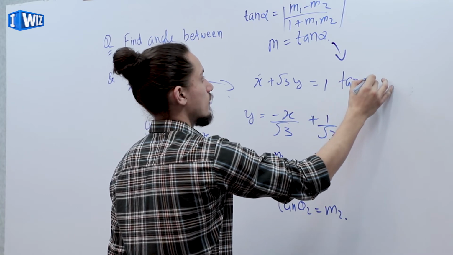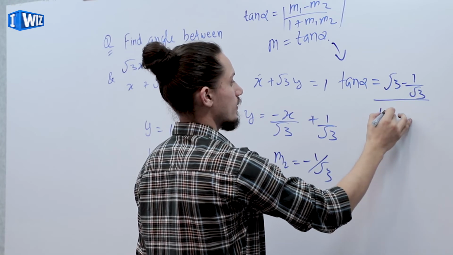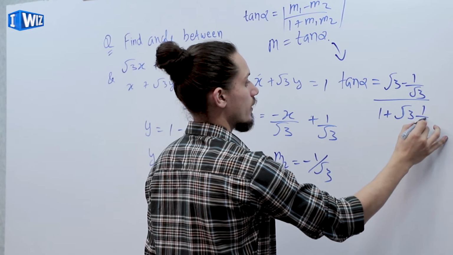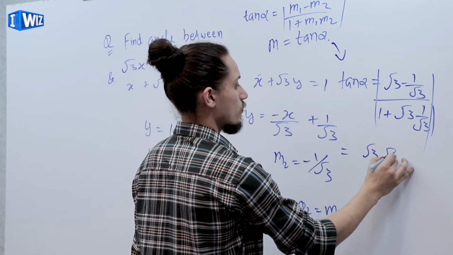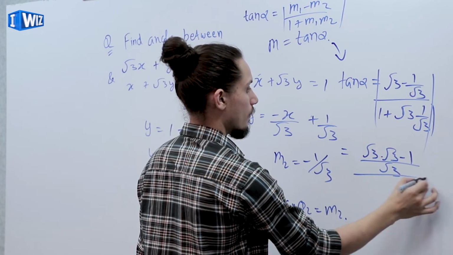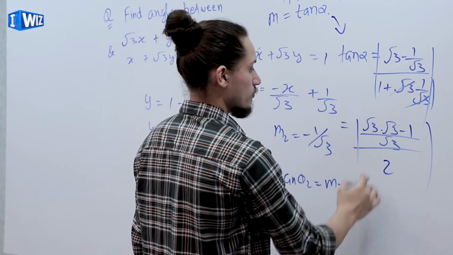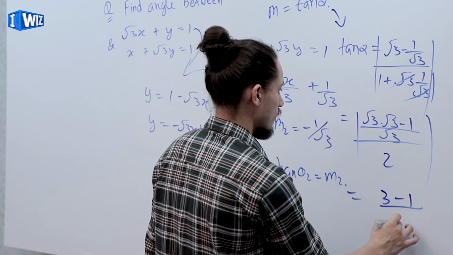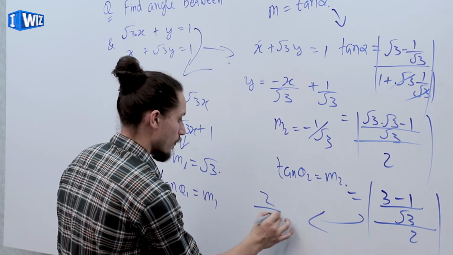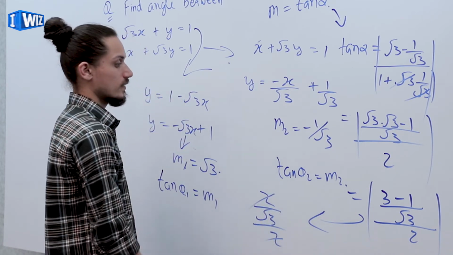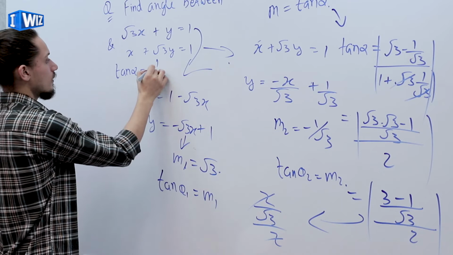tangent alpha is equal to m1 हमारे पास under the root 3 minus 1 upon under the root 3 divided by 1 plus under root 3 into 1 upon under the root 3, mod, which gives us under root 3 into under root 3 minus 1 upon under root 3, upon under root 3, under root 3 cancel, we get 1 plus 1, 2, mod, which is equal to under root 3 into under root 3 gives us 3 minus 1 upon under the root 3 divided by 2, mod, which gives us 2 upon under the root 3 upon 2. 2 से 2 cancel, so final result we get tangent alpha is equal to 1 upon under the root 3.